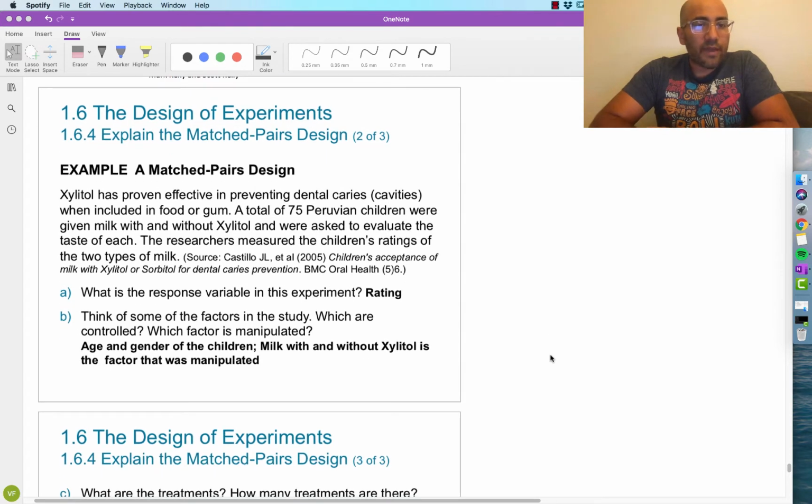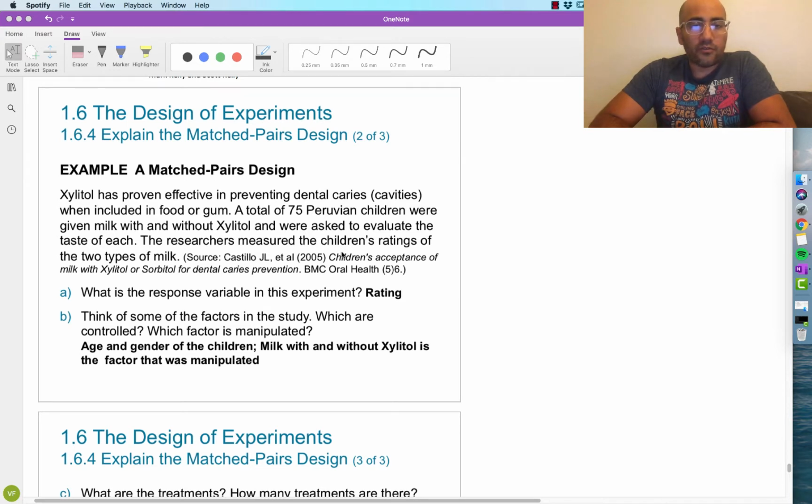Here's another example of a matched pair design. So xylitol has proven effective in preventing dental cavities when included in food or gum. A total of 75 Peruvian children were given milk with and without xylitol and were asked to evaluate the taste of each. Okay, so we're not determining whether the xylitol is good at preventing cavities in this experiment. We're just simply looking at the taste.